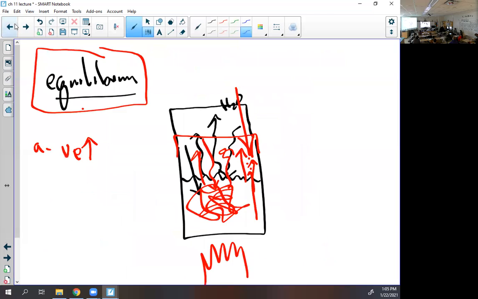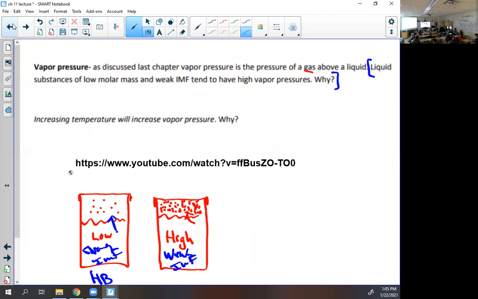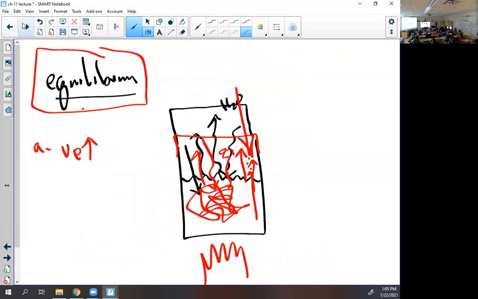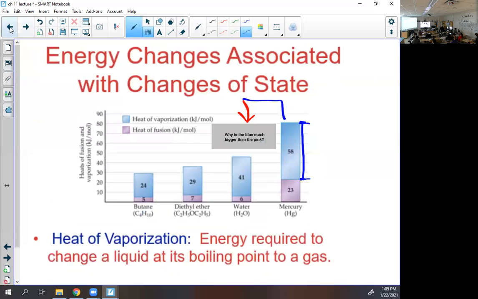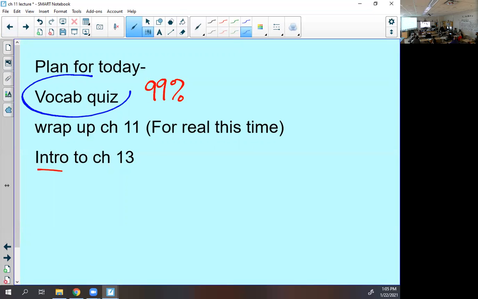Okay, let me go back to whatever this slide said. It looked important. All right. Oh, vapor pressure. That sure seems out of order. But we'll be all right. Okay. See this? This is where we're supposed to be on Monday.